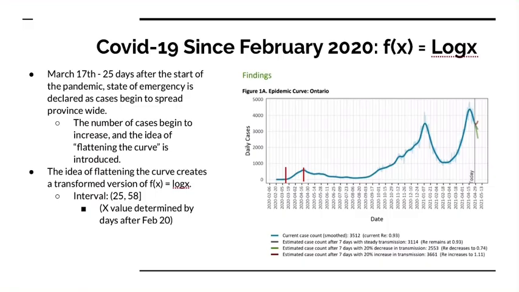Now I can show how logarithmic functions can model COVID rates that we have seen in the past. In this graph, X values are determined by days after the start of the growth of cases in Ontario, February 20th in this presentation. Looking at the interval of 25 to 58, we can see a transformed version of what looks to be a logarithmic function. As cases start to grow, the idea of flattening the curve became prevalent in Ontario.